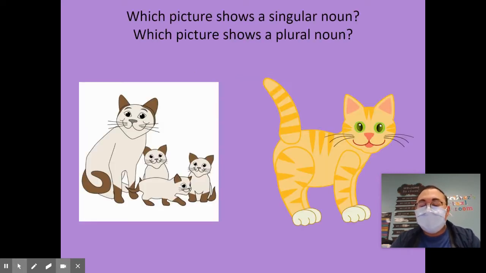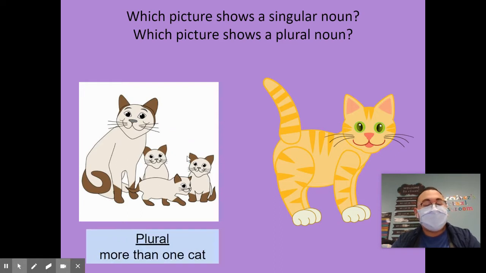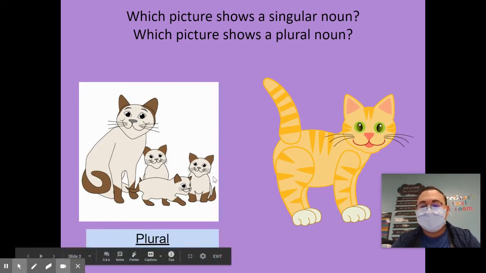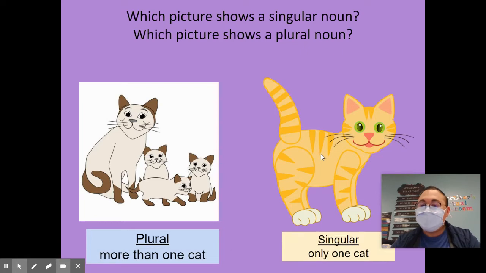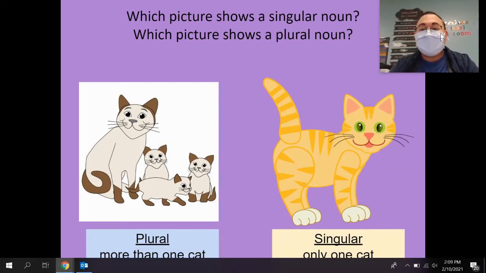Today, we're going to be reviewing and going over subject-verb agreement, okay? And so when we think about subject and verb agreement, we have to think about what singular and plural mean. So which picture do you think shows a singular noun, and which picture do you think shows a plural noun? Now, if you said this picture shows a plural noun, then you are correct. If you said this picture shows a singular noun, it is correct.